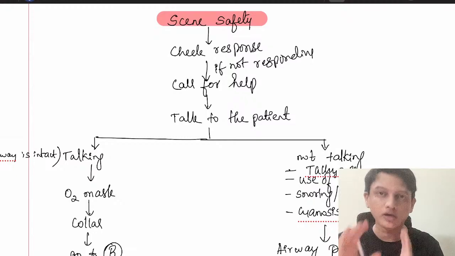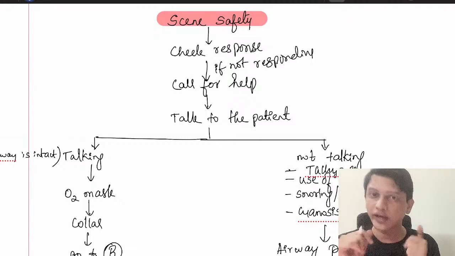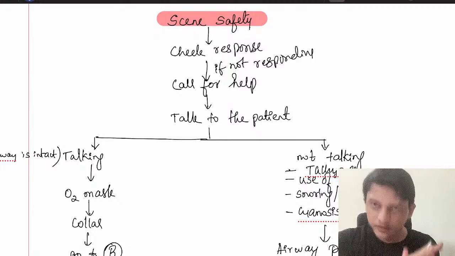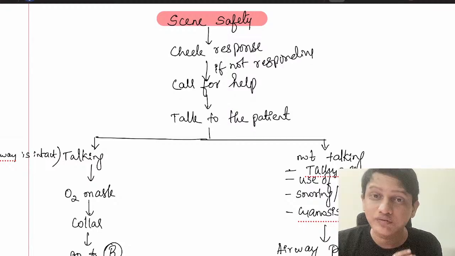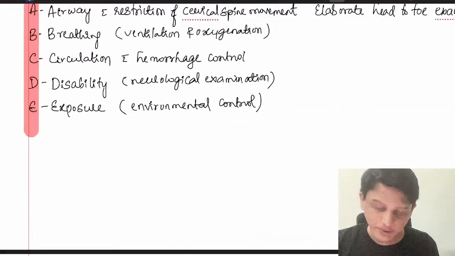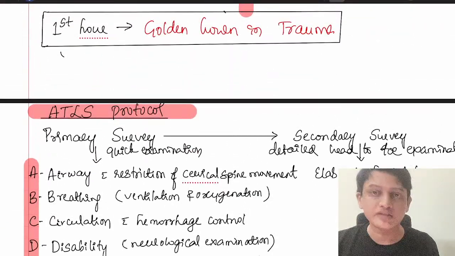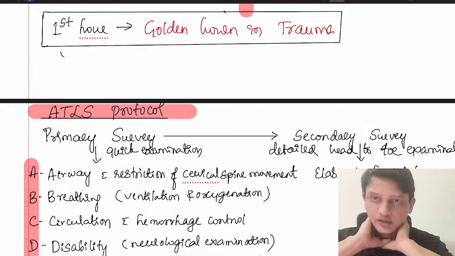So immediately put a collar and then go for B. So the airway you have assessed and done the needful to secure the airway, maintain the airway. Only then have you gone on, and along with that you have done the restriction of C-spine movement. Along with the airway, what I told you was the second part is restriction of the cervical spine movement. For that you have put a cervical collar.